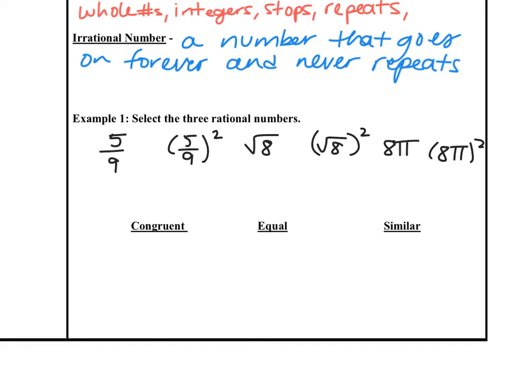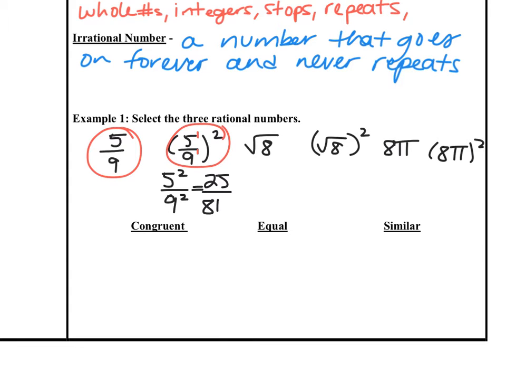The first example says to select 3 rational numbers. Okay, this first one is a fraction. Well, things that can be written as fractions are rational. The next one, I would have to do power to a power. So I'm going to multiply the 2 to the 1 and the other one. So it's going to be 5 squared over 9 squared, which is 25 over 81. Well, that's a fraction, so yes, it's rational.